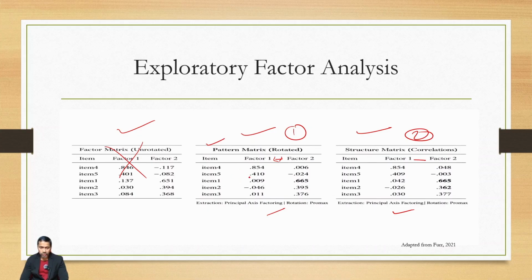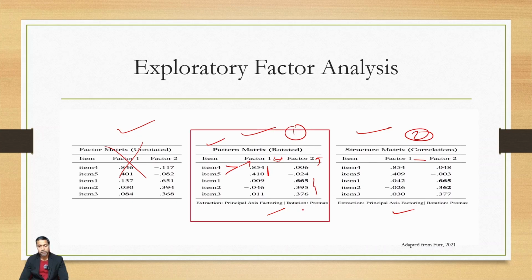On a rough eyeball check, we can see that for this particular example, items 4 and 5 go well with factor 1, while the other three go well with factor 2. So we can say it is a two-factor solution: items 4 and 5 go with factor 1, and items 1, 2 and 3 go with factor 2. Okay, so this becomes the preferred way.